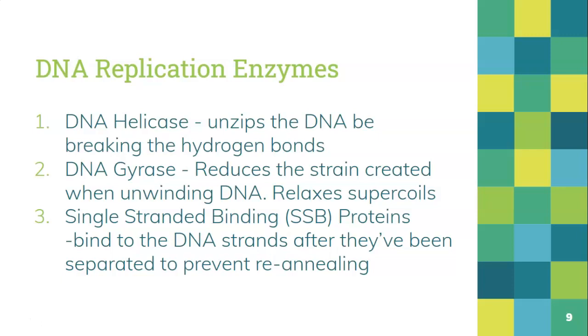Gyrase reduces that strain when you're unwinding the DNA, because remember that DNA is supercoiled. So if you just untwist it, if you've ever seen those old rotary phones that have the cord and it gets all twisted up, and when you pull it open it wants to twist the other way, that's basically what gyrase prevents from happening. It prevents the over-twisting and reduces the strain so that you can have a nice and smooth DNA replication process. And then SSB proteins bind to the DNA strands after they've been separated so that they don't reconnect, keeping it open to be able to go through the entire process of replication.